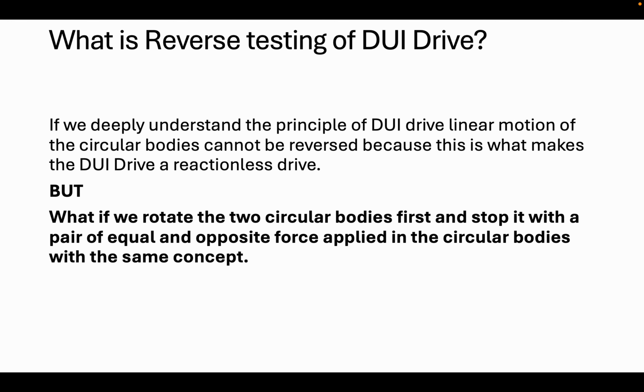There are 2 outputs actually. One is linear displacement and the second is angular motion. If we deeply understand the principle of DUI drive, linear motion of the circular bodies cannot be reversed, because this is what makes the DUI drive a reactionless drive. But what if we rotate the 2 circular bodies first and stop them with a pair of equal and opposite forces applied in the circular bodies with the same concept?